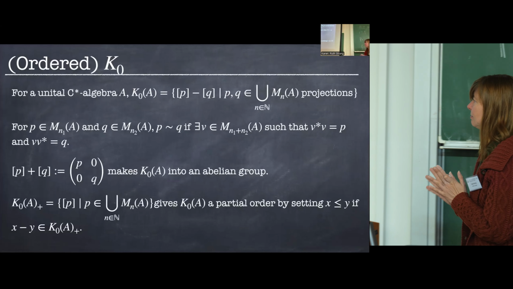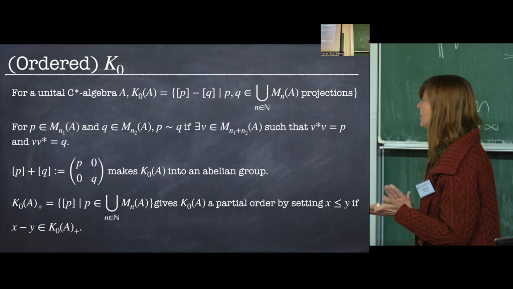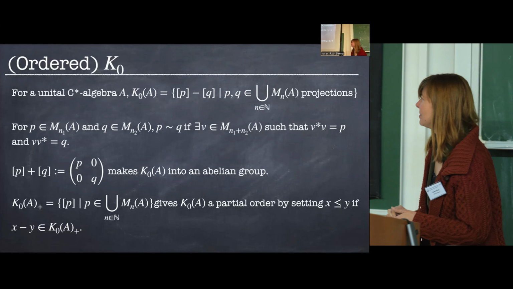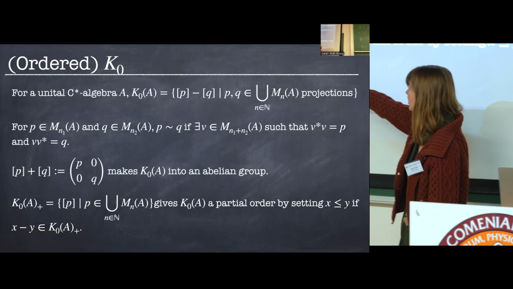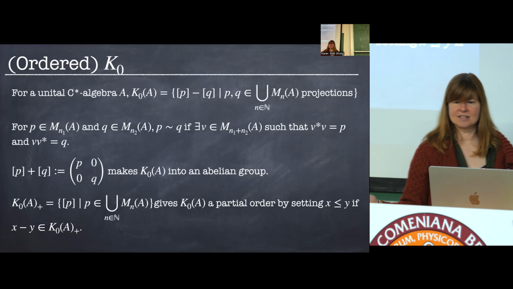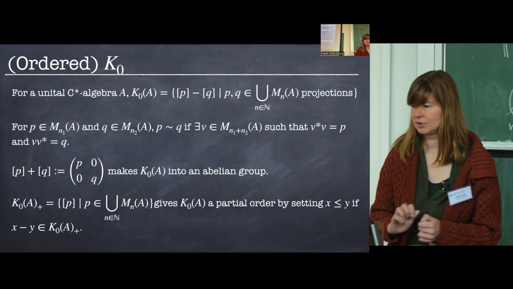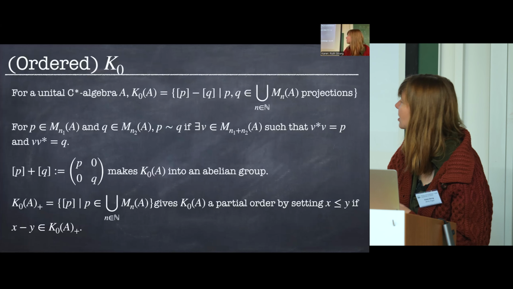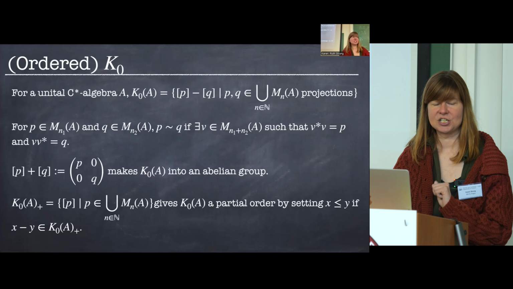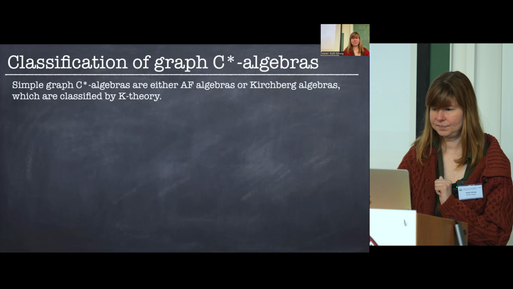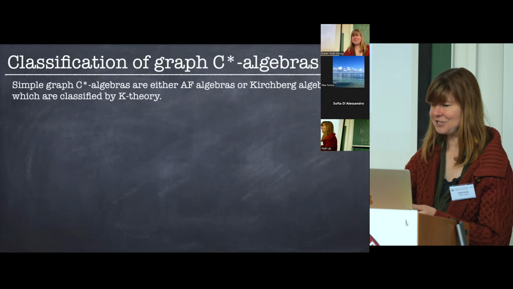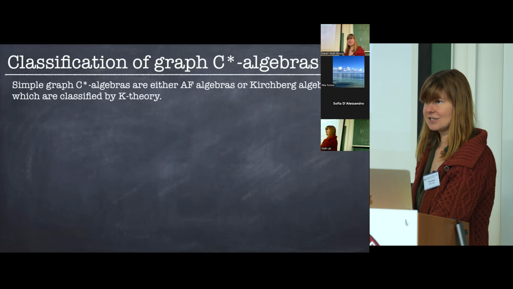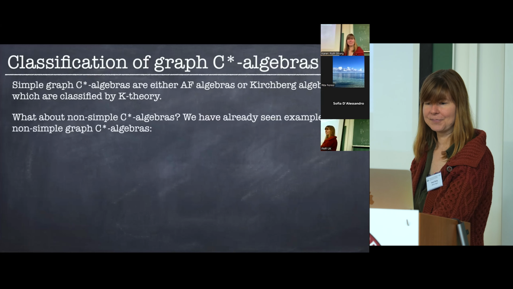We can also, in many cases, put a nice order structure on this by defining this positive cone in K0 of A, and just saying that x is less than y if x minus y is in the positive cone. So these are the needed things for classification of approximately finite C-star algebras. Now, if simple graph C-star algebras are either AF or Kirchberg, these are classified just by K-theory, which is a nice computable, in principle, countable thing.